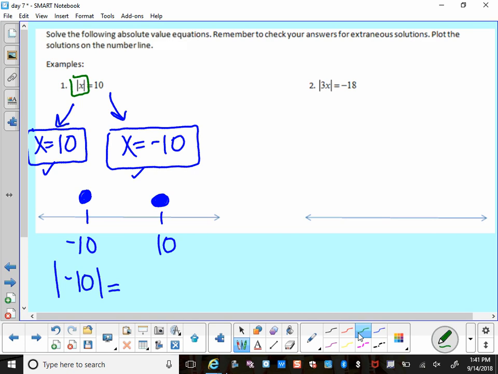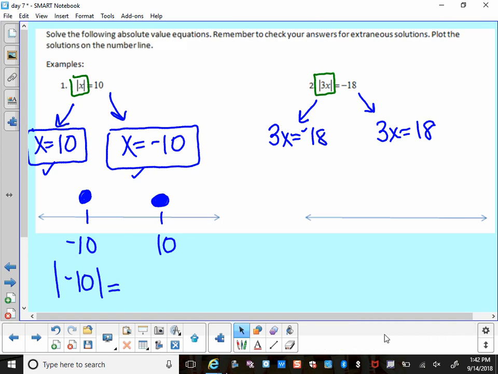All right, let's take a look at number 2. I put a box around my absolute value bars. It's by itself, so I'm going on to step 2, where I split it up. If I drop the bars, what do I have for my first equation? 3x equals 18. Well, let's keep the first one the same, negative 18. My second equation is 3x equals positive 18. Go ahead and solve for x.